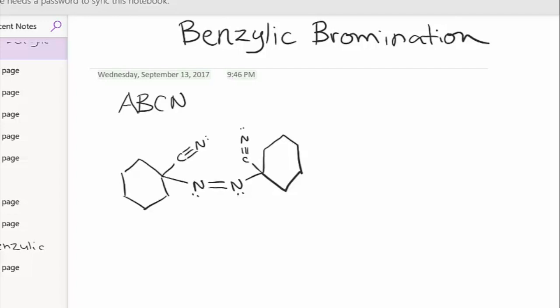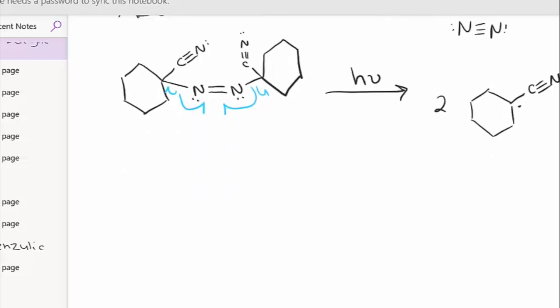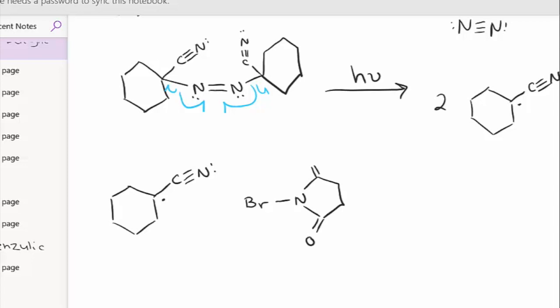Now, what ABCN does when light enters this reaction is it allows a homolytic bond cleavage to occur. And this is going to happen between the carbon-nitrogen bond, resulting in the formation of nitrogen gas. And this will exit the reaction container and will cause this reaction to be irreversible. And this is how we actually initiate the reaction. Once the reaction is initiated, this new species will then react with another chemical in the solution called NBS. And this is the structure here of the NBS molecule.